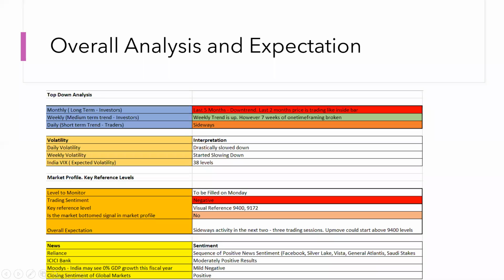So overall, my expectation is sideways activity in the next 2 to 3 trading sessions, and an up move could start above 9,400 levels. Initially, I'm expecting a downside move towards 9,170 and even a little bit lower, followed by a bottoming out effect. Price rises back above 9,400. Probably in the third and fourth week, I'm expecting Nifty to touch something like 9,800 bullish levels. That's the maximum expectation I have for this week as well as for the entire month.